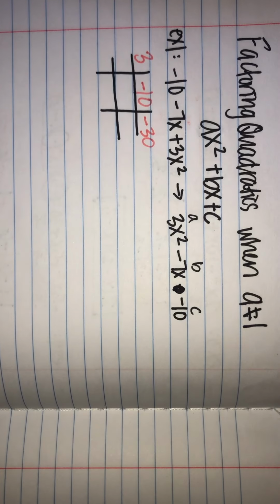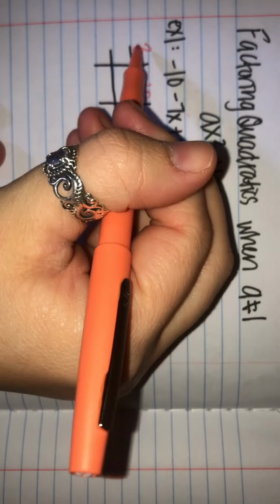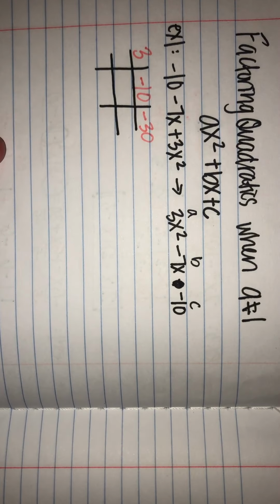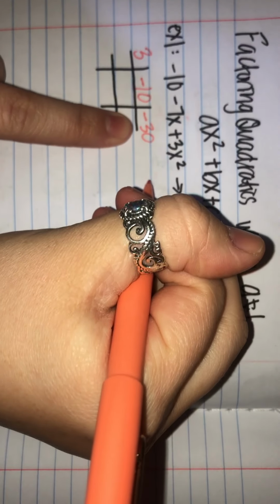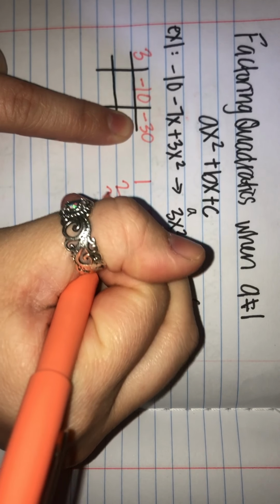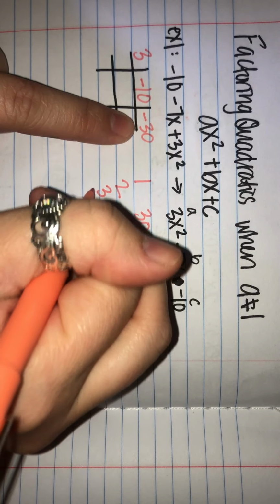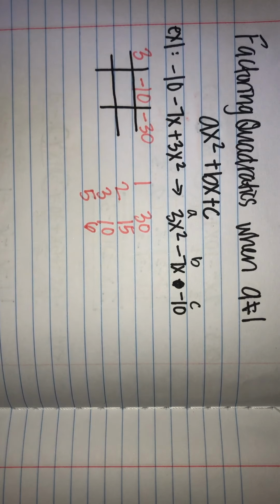And this is where it gets a little bit different and a little bit more difficult. Okay, because A is not 1. So I still need to find the factors of this number here. So 1 and 30, 2 and 15, 3 and 10, 4 doesn't divide evenly, 5 and 6.